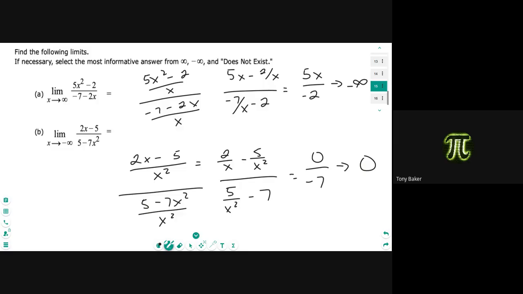You do have to do this out. You can't just assume, because this one goes to negative infinity, not positive infinity, because of that -2 down the bottom. And this one just goes to zero.